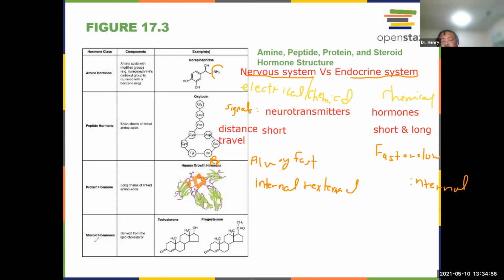So we have steroid hormones, and these are testosterone and progesterone. If you take a look, the difference is that testosterone has a hydroxide attached to this ring structure here, whereas progesterone has a ketone attached to the structure. And you can see some of those similarities.